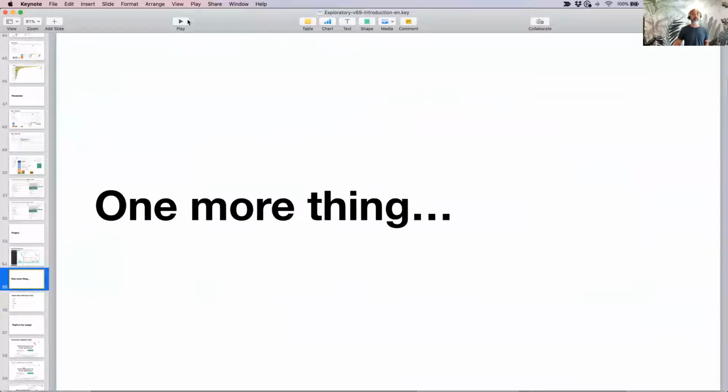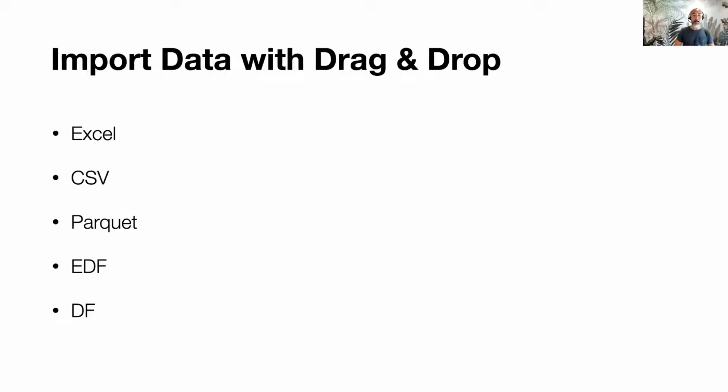And one last thing, which I think is going to make your life much easier: you can drag and drop to import the data. These are the data file types we support initially: Excel, CSV, and Parquet file. Parquet file is a kind of compressed binary file, which makes it easier to transfer the data.